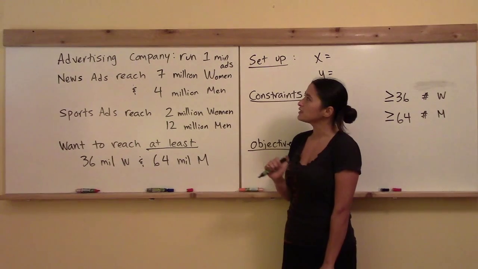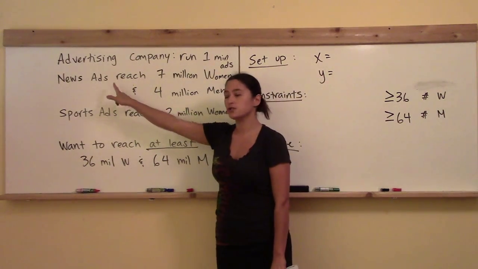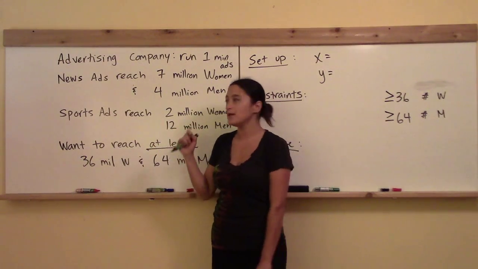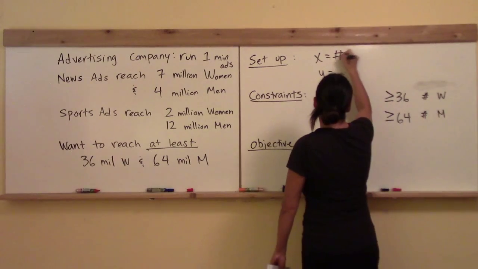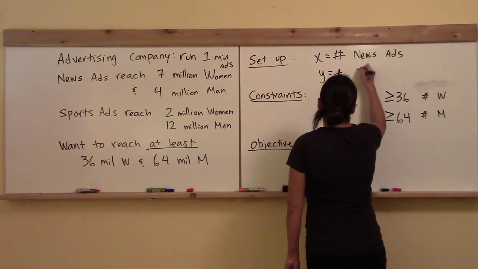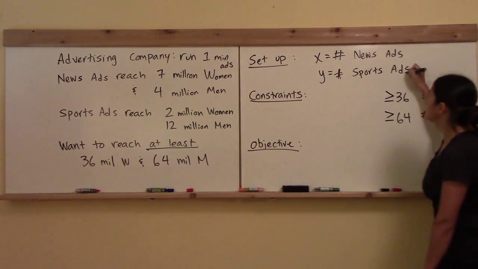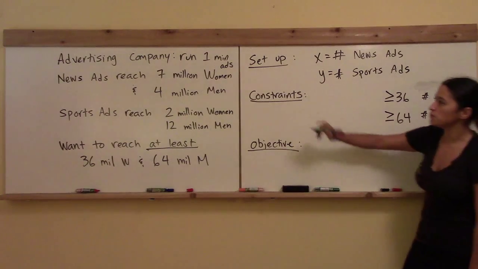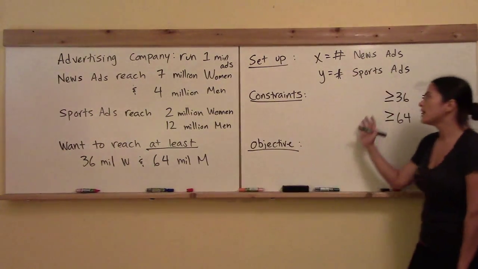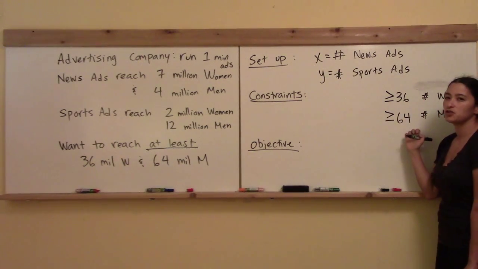Okay, so what's your X and Y here? It's going to be the number of news ads you want to run and the number of sports ads you want to run, because if I name X as the number of news ads and Y as the number of sports ads, then that will allow me to say, well, I know news ads reach this many women and men, sports reaches that many women and men. That will allow me to relate my X and Y to the numbers that I'm constrained by.